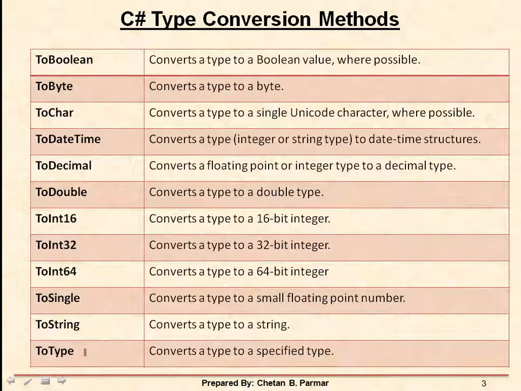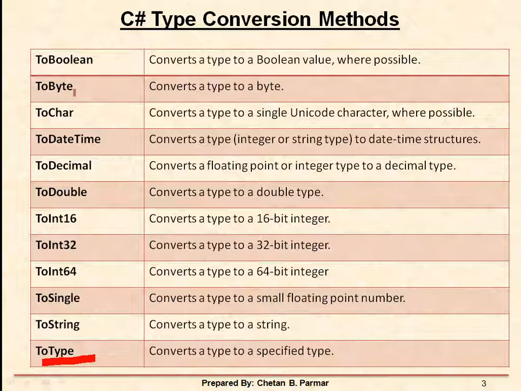And ToType is a very important function. It converts a type to a specified type. Okay, so there is a list giving a few of the methods. There are more conversion functions available, but the common thing you can analyze from this table is that each type has the first two characters similar, "To". Then comes the type you want to convert to.